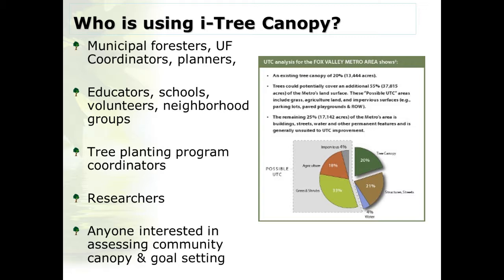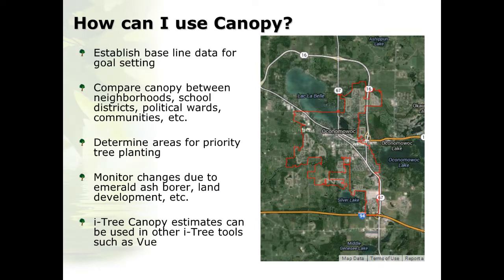So again, iTree Canopy can be used by anyone who's really interested in assessing what their community tree canopy may be, or those who are interested in goal setting. And you can see an example here on the right where the Wisconsin DNR has done some fantastic work with iTree Canopy and has used that to assess about 19 different communities up in the Green Bay and Fox Valley region. So let's talk a little bit about strategies of how you can potentially use iTree Canopy in your community.